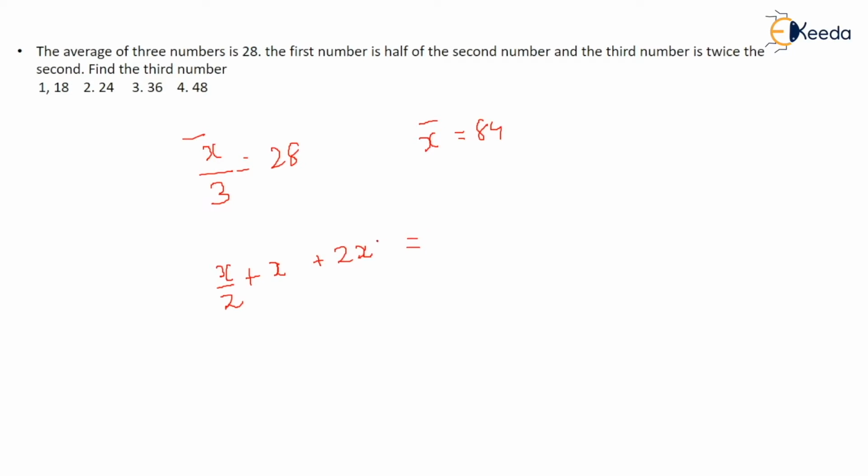So the addition of all this comes out to be 84. After adding, this comes out to be 7x by 2 equal to 84. So 2 goes to the other side, 168 by 7. This value gives you x. They ask you to find the third number. The third number is 2x. So the x value is 24, so the 2x value will be 48. 48 is the right answer.